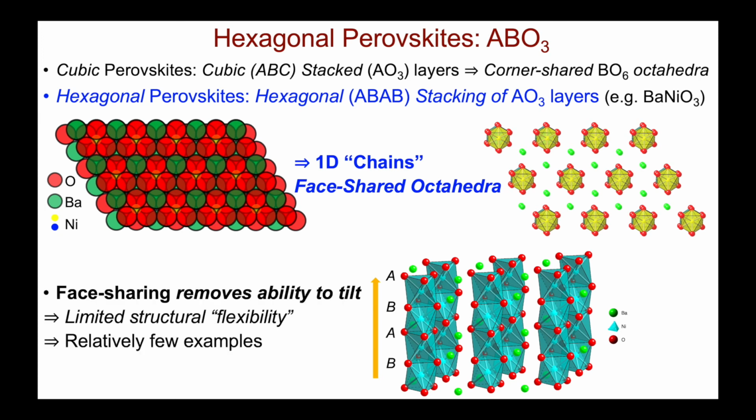And so this hexagonal perovskite has very limited structural flexibility, and there are relatively few examples. And the structure does not exhibit the myriad of functional properties that are so characteristic of its cubic perovskite counterparts.